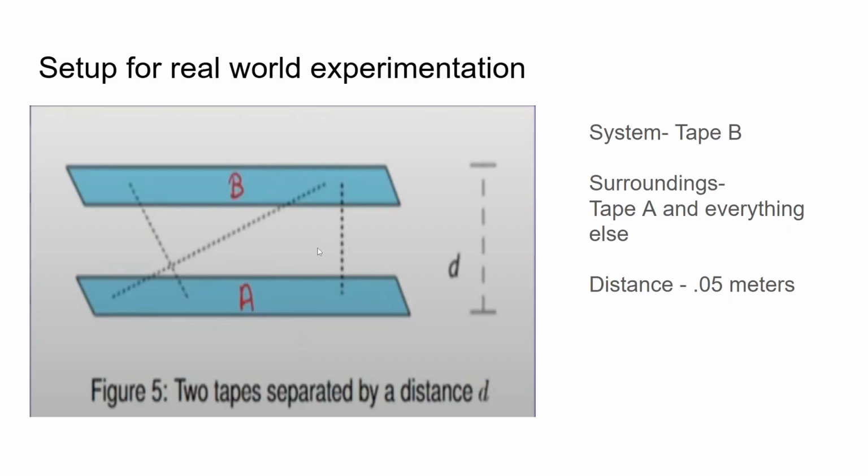Set up for real world. The system is tape B, the surroundings are tape A and everything else, and the distance between them when we were experimenting was 0.05 meters, or 5 centimeters.